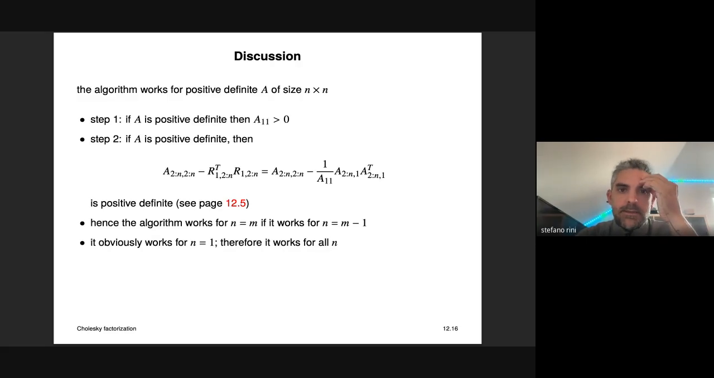So we take a matrix, then since it's positive semi-definite, A11 is greater than 0, and then we repeat this. Since the algorithm works for a certain dimension, it's going to work for the dimension below, and then when n is equal to 1, the decomposition is complete.